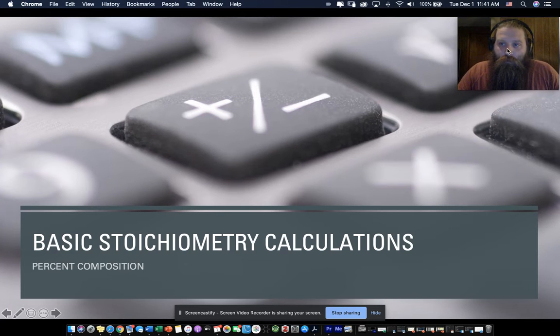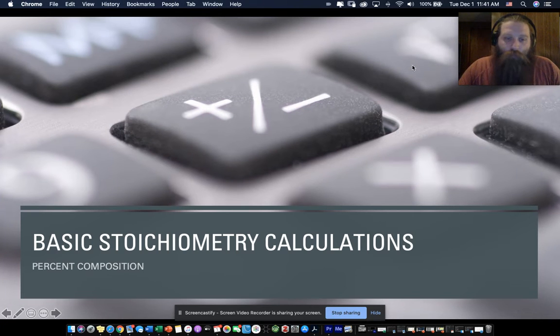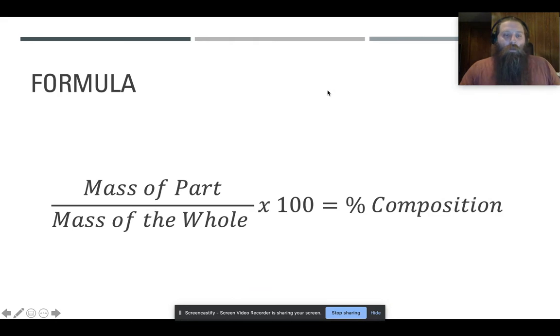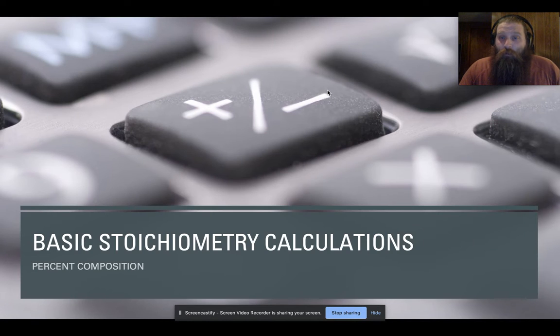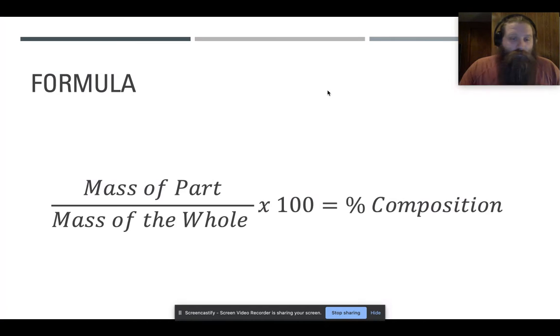All right, guys, so in this video, we're going to look at percent composition calculations, okay? So you're probably going to want to have a periodic table and a calculator in order to do these. Now, the main formula that you need to know to find percent composition is pretty simple. It's the mass of the part divided by the mass of the whole thing times 100. Anytime you see mass in a stoichiometry problem, you should probably be thinking periodic table.